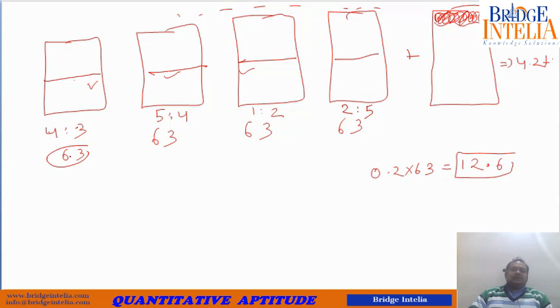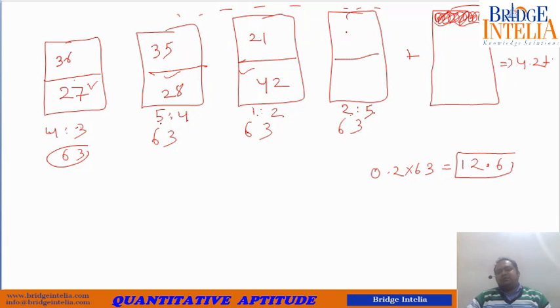So the multiplication factor is 9. 9 4s are 36, 9 3s are 27. 5 plus 4 is 9, so the multiplication factor is 7. 7 5s are 35, 7 4s are 28. 1 plus 2 is 3, so the multiplication factor is 21. 21 into 1, 21. 21 into 2, 42. 5 plus 2 is 7, so the multiplication factor is 9. 9 2s are 18, 9 5s are 45.